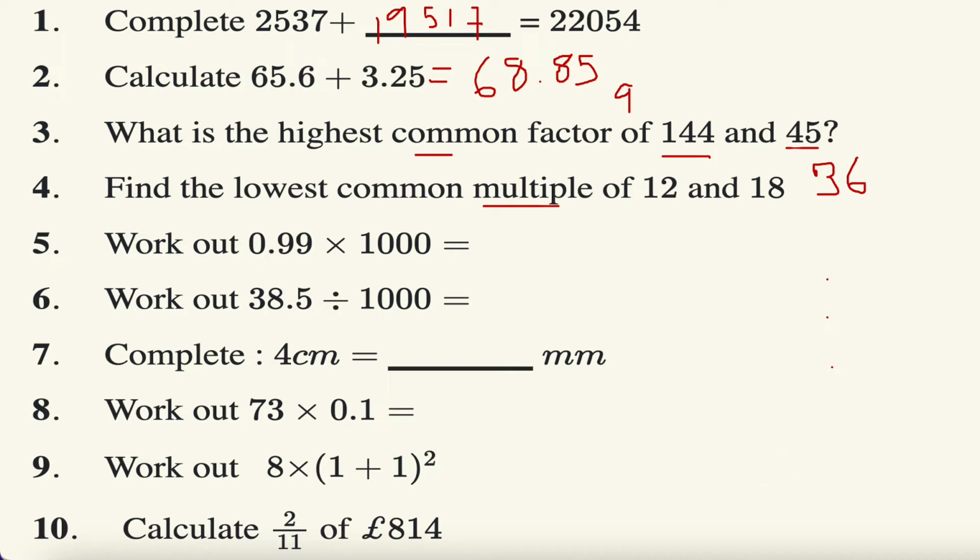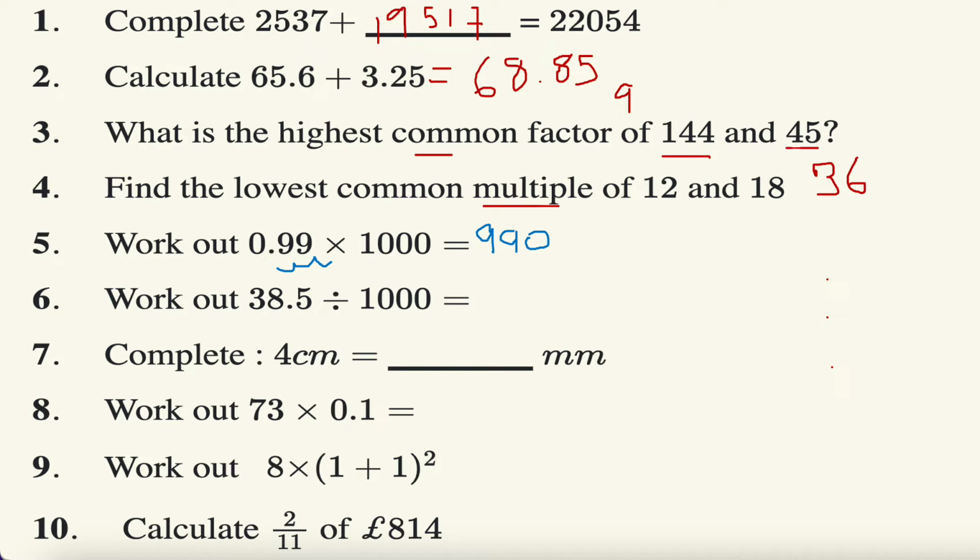This is question number 5. Work out 0.99 times 1,000. We'll move it 3 places to the right. So it's going to be 1, 2, 3. So the number is going to be 990. Because if I times it by 100, I get 99. Times it by 10 again, which is 990.